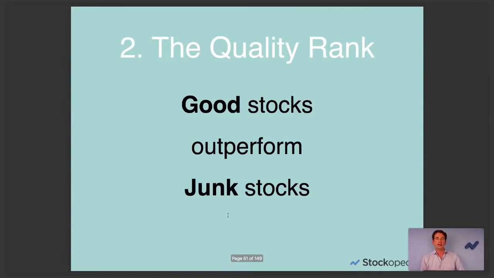Moving on to the quality rank, which is obviously very important from a value perspective. Good stocks outperform junk stocks. That seems so blindingly obvious. Remember earlier I was talking about how good factors should be intuitive. And I think you can say this is very, very intuitive. If good stocks didn't outperform junk stocks, I think questions would be raised. But really, good stocks shouldn't outperform junk stocks, because if we recognize they're good, they should be on higher valuations. But anyway, this does exist.